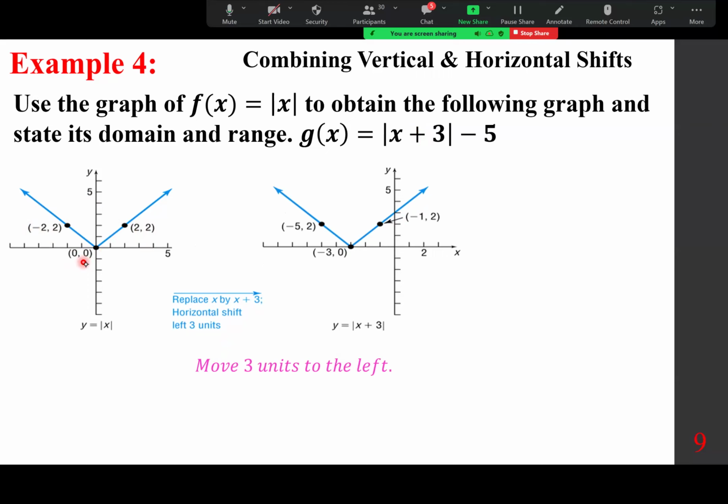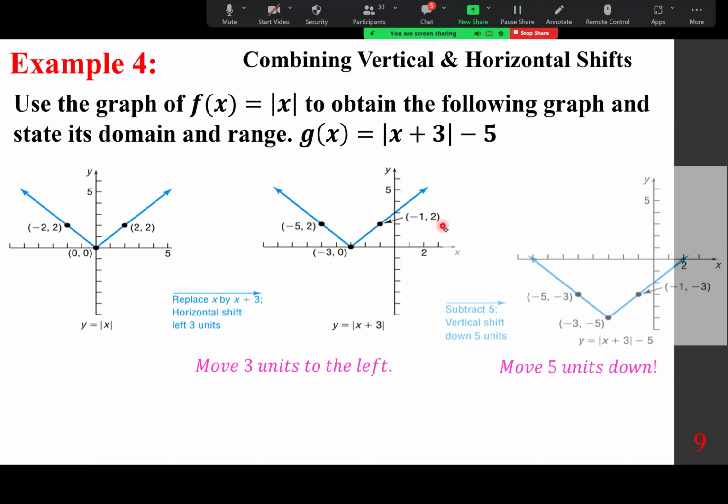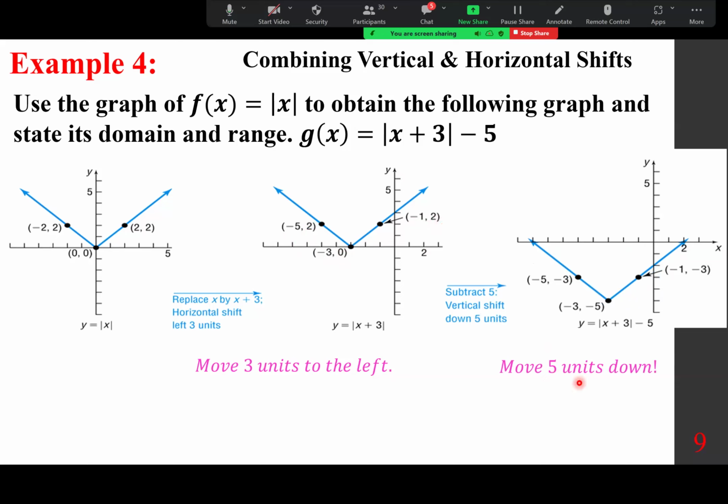So this is y equals absolute value of x. This is y equals absolute value of x plus 3. And now we're going to do minus 5. That means we are going to shift this one down by 5 units. All of these keep the x coordinates, subtract 5 from the y coordinates. So this becomes minus 5, 2 minus 5 is negative 3. This is minus 1, 2 minus 5 is negative 3. And there you have it.